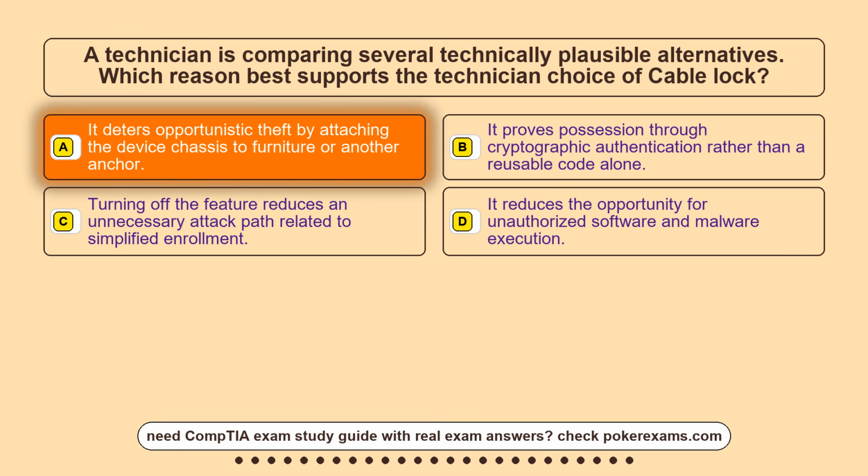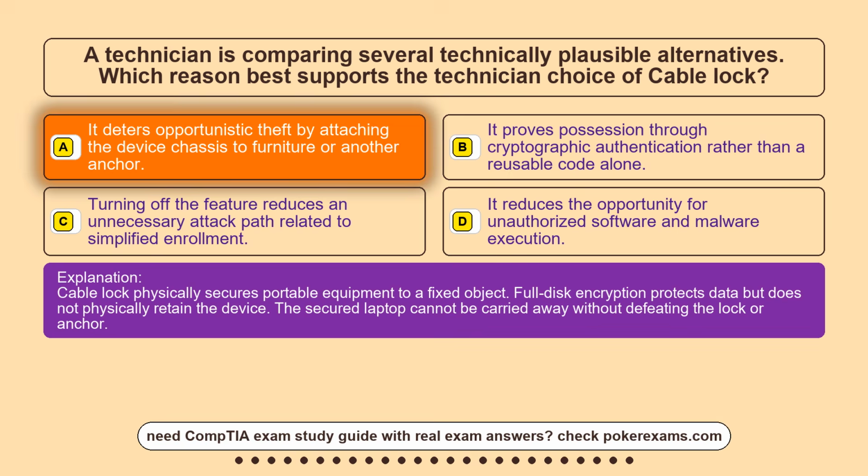The correct answer is option A. It deters opportunistic theft by attaching the device chassis to furniture or another anchor. Cable lock physically secures portable equipment to a fixed object. Full-disk encryption protects data but does not physically retain the device. The secured laptop cannot be carried away without defeating the lock or anchor.